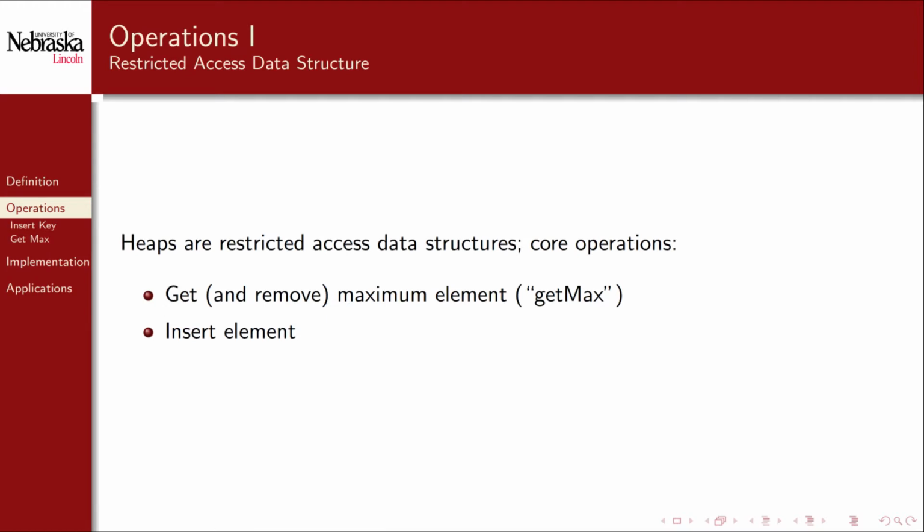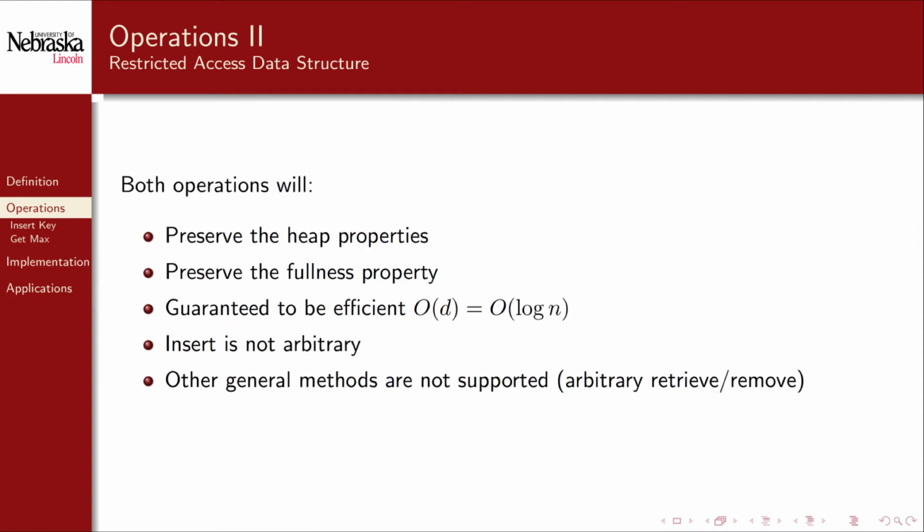Nevertheless, we can identify two core operations that do make heaps extremely useful. The first operation is a getMax operation that retrieves and generally removes the element at the top of the heap, the maximal element. The second operation is a general insert key operation. Both of these operations will be efficient because of the fullness property, but since we limit our data structure to these two core operations, it's a restricted access data structure similar to stacks and queues. As we develop both operations, we'll need to ensure that we preserve the heap property as well as the fullness property. Both operations will need to be proportional to the depth of the heap to guarantee that they're logarithmic.